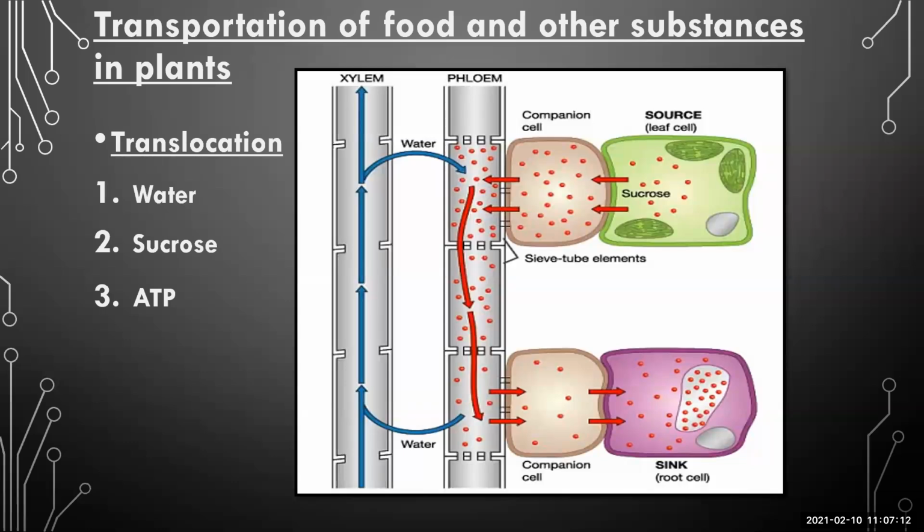So whatever food material is stored in the form of sucrose will be released if seeds need it, if fruit needs it, if flowers need it during the blossoming season. As per the requirement, this stored food is transported to the required part. So this is all about the transportation of food and other substances in plants. We will see the video for it.